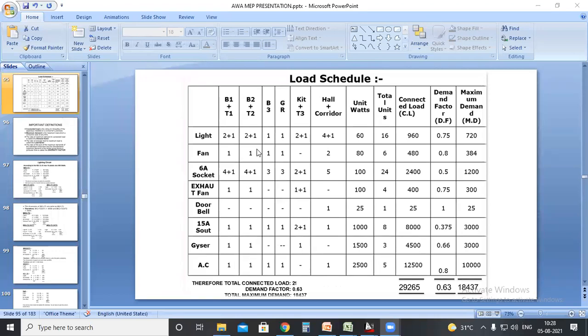Similarly, bedroom 2 and toilet 2 will also have the same numbers, so here also 3. What about bedroom 3? Two. Yeah, correct. Guest room also 2. What about the kitchen? In the kitchen, they have mentioned 3 15 ampere sockets.